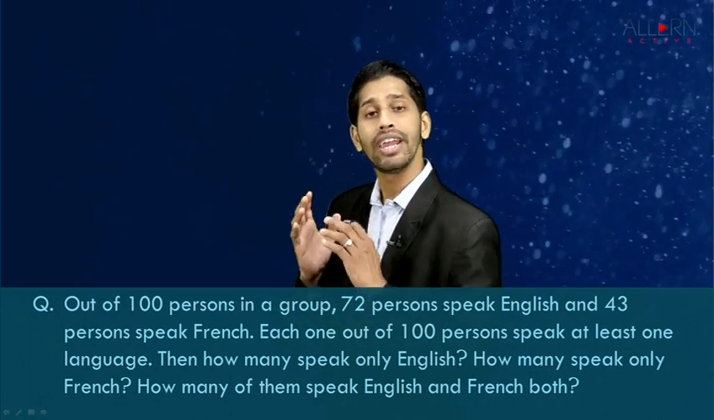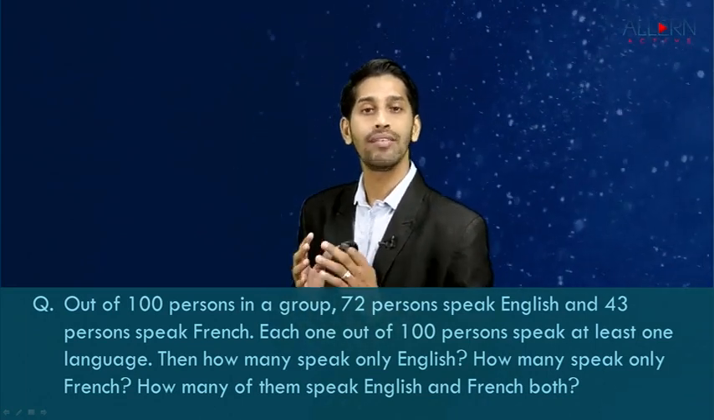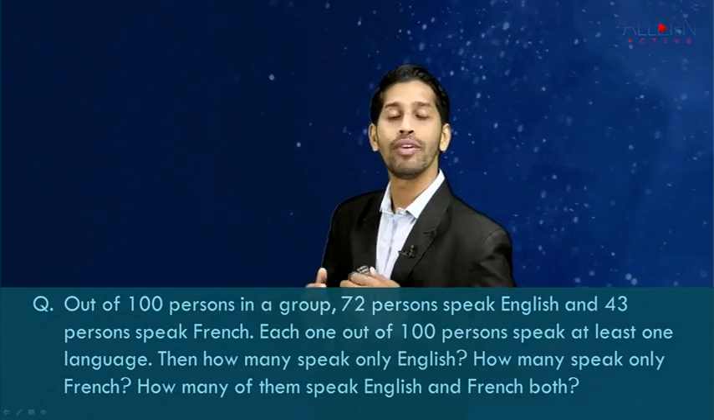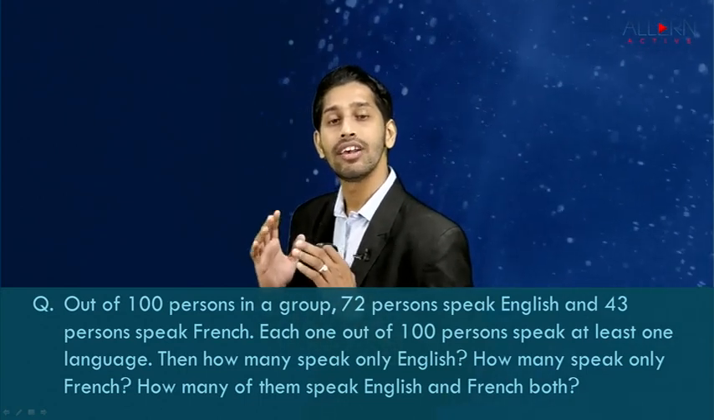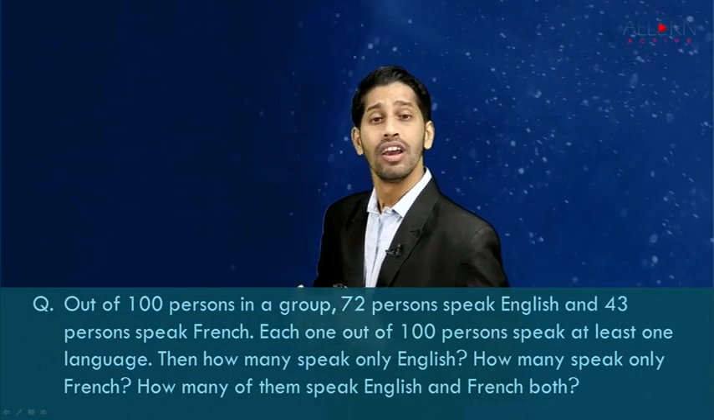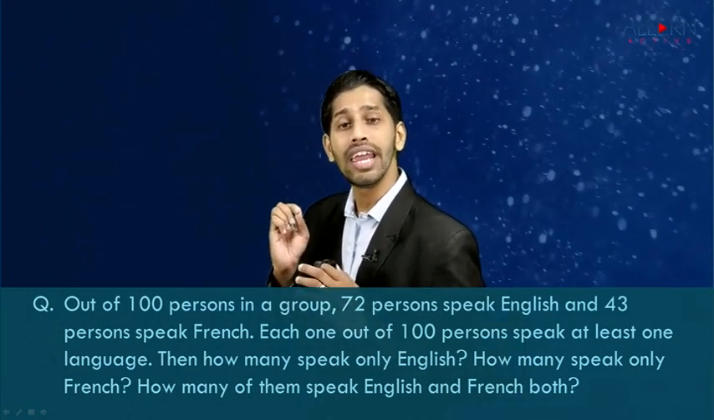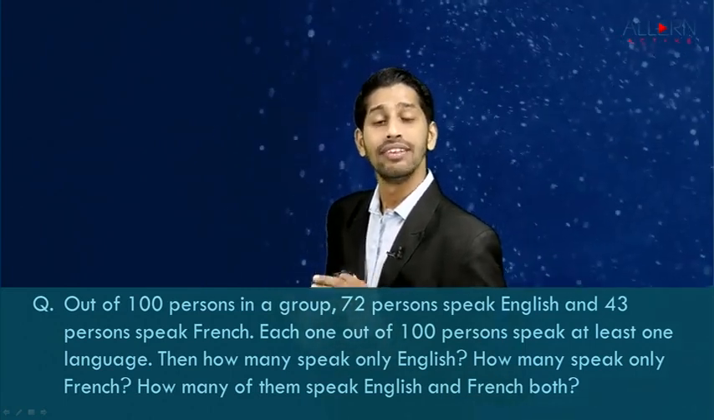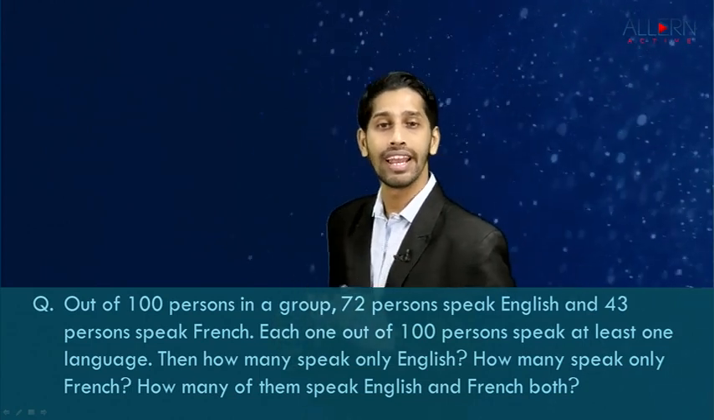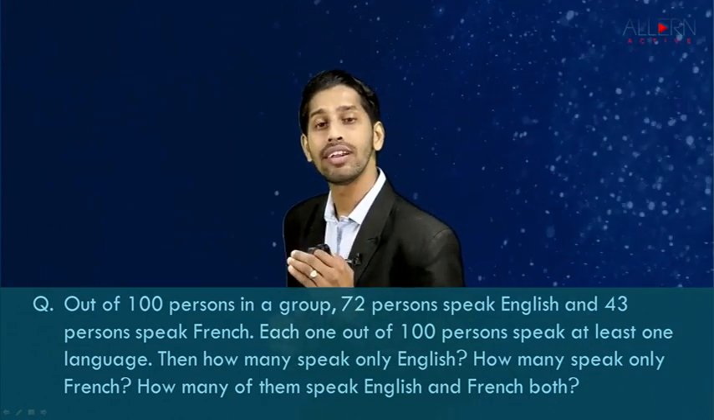both? So we can solve this sum by two ways. Either we can solve by Venn diagram or we can solve by formula. Let's solve this sum with Venn diagram. Now it says that in a group of 100 persons, 72 persons speak English and 42 persons speak French.